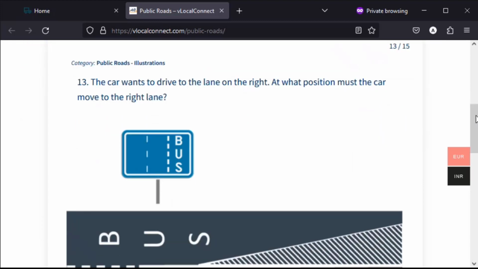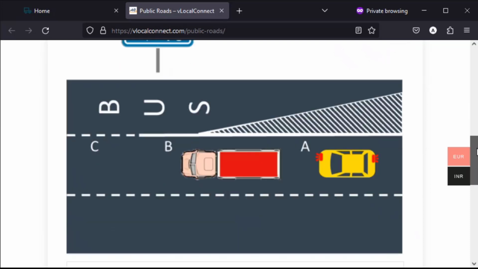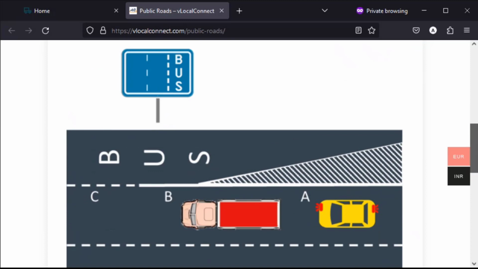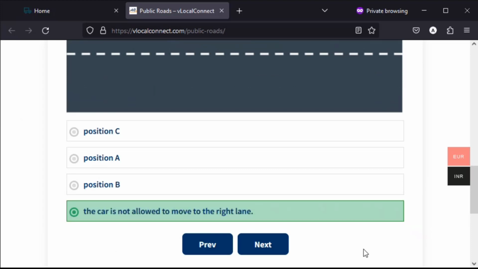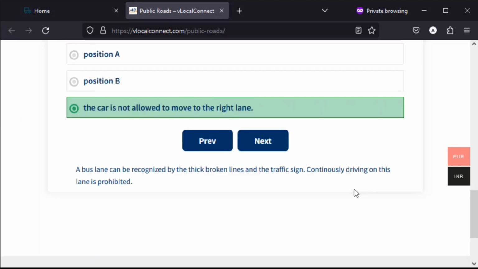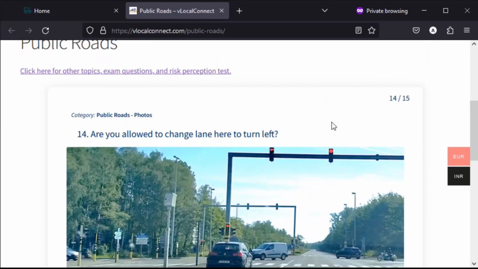Question 13, the car wants to drive to the lane to the right. At what position must the car move to the right lane? Okay, this car wants to drive to the right at A, B, C. At no positions, because this is a bus lane and you cannot drive on a bus lane, right? So the answer is the car is not allowed to move to the right lane. Okay, so let's move on. So this type of questions help you think why it's such a case, why this specific answer is correct.